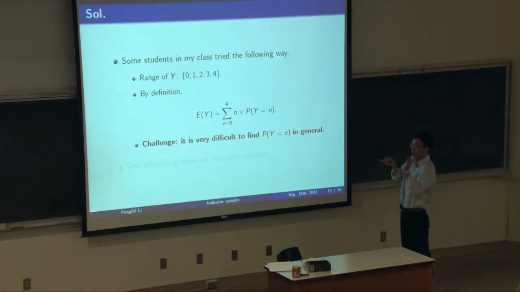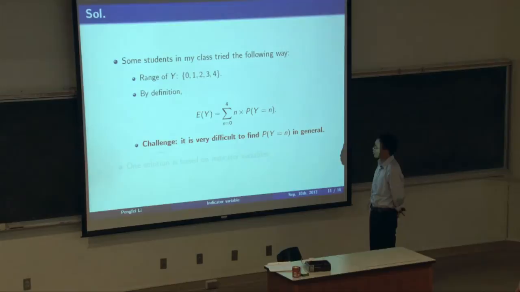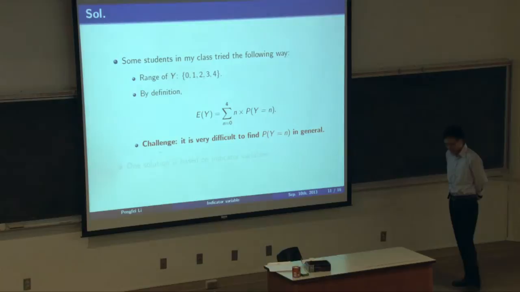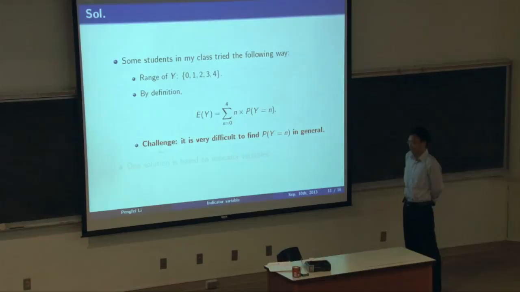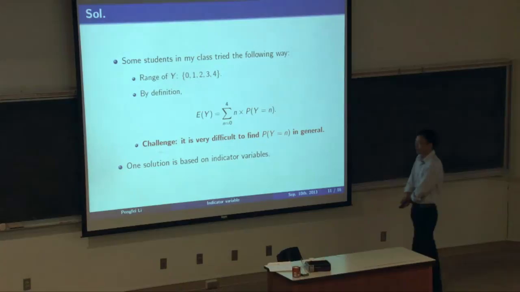And they find that it's very, very difficult to figure out the probability of Y equal to n in general. And they came to ask me, oh, how should I continue? Is this question going to be covered in the final exam? Well, I say yes, because we have a very simple solution based on the indicator variable.